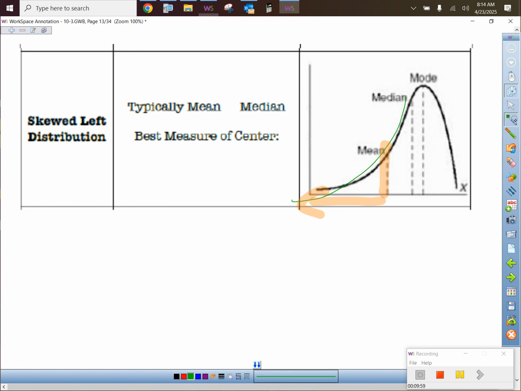So the mean is typically less than the median. But the best measure of center is still the median. Moral of the story: if you've got skewed data, we're using the median. It would be a better representation of the data in that case. If it's skewed, we're using the median.